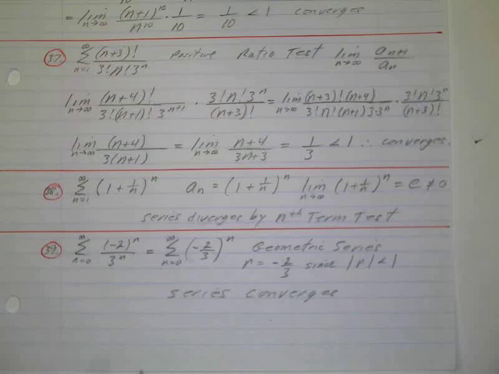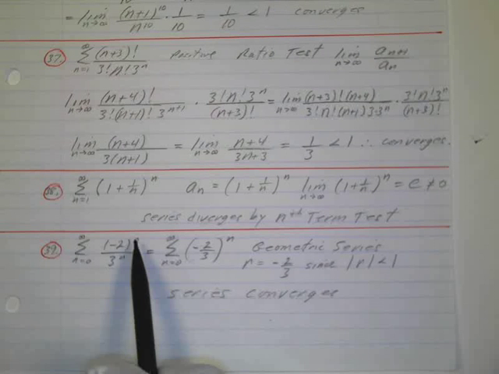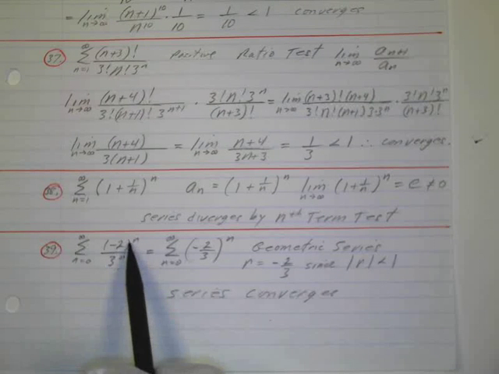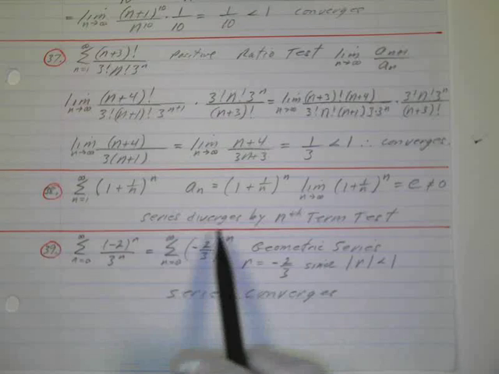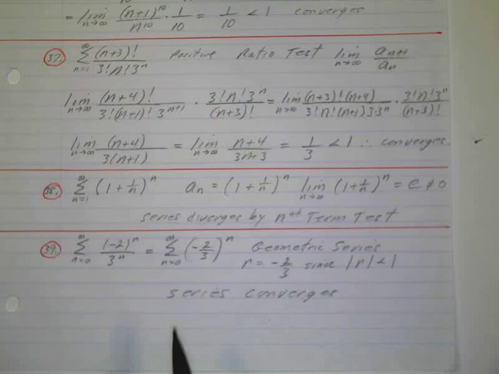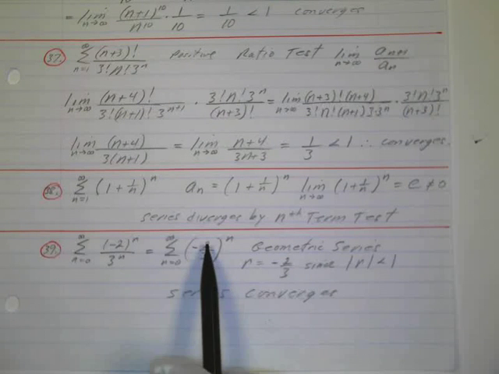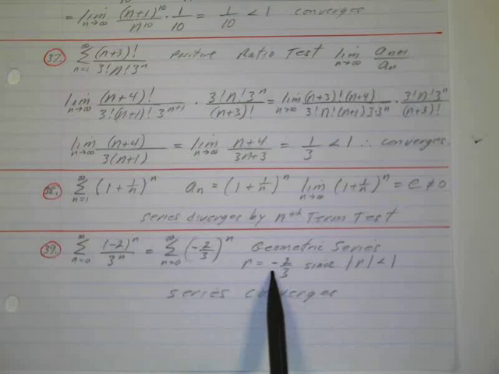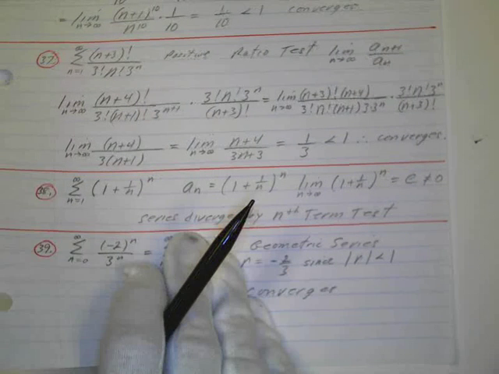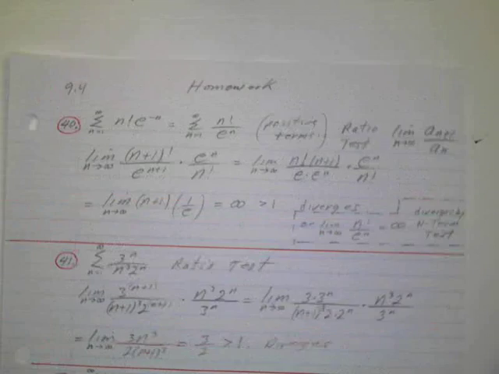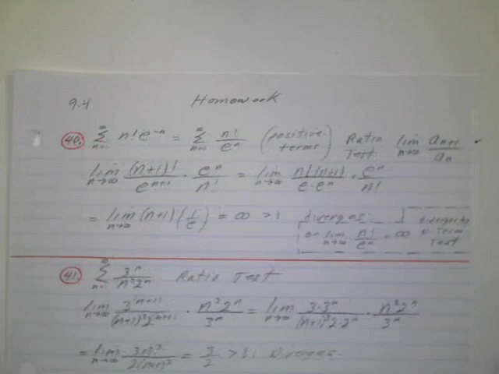Okay, 39. Negative to the n. I can put these both to the n power, and it looks like this is a geometric series because I've got a common ratio, negative 2/3. That's my r. Since the absolute value of r is less than 1, it converges. Okay, and the last one, number 40.